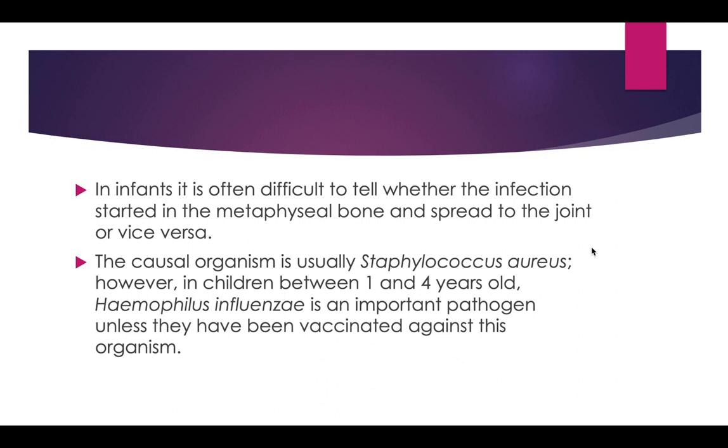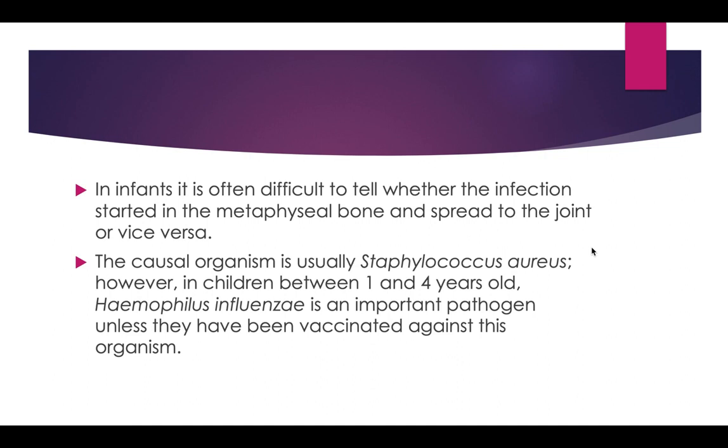And the classification is the same: infants, children, adults. In infants, it's often difficult to tell whether the infection started in the metaphysis and spread to the joint or vice versa, and I explained this to you previously, because the metaphyseal region and the epiphysis or epiphyseal plate is within the articular capsule.